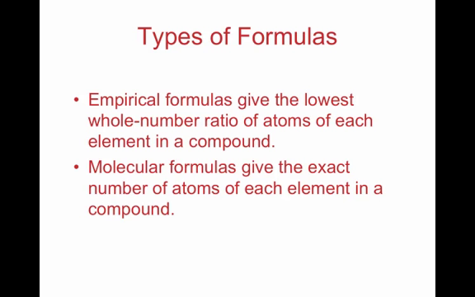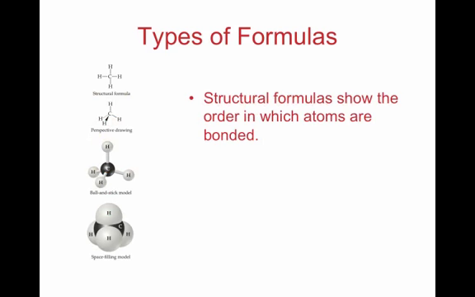Empirical formulas give the relative numbers of each element in that compound. Some more types of formulas: rather than just the symbols and the subscripts, we can actually represent their shape or their atom arrangement with a few different types of formulas. Structural formulas show the order in which atoms are bonded.